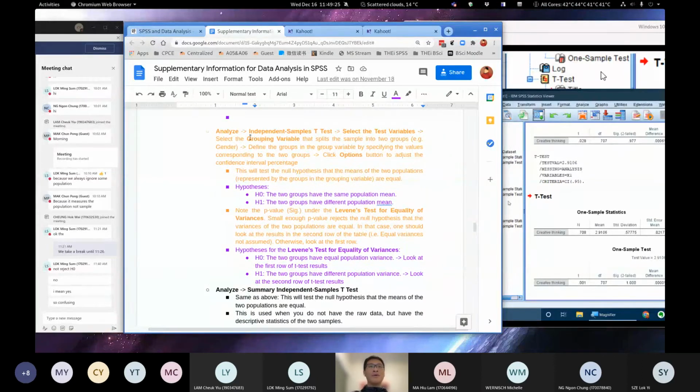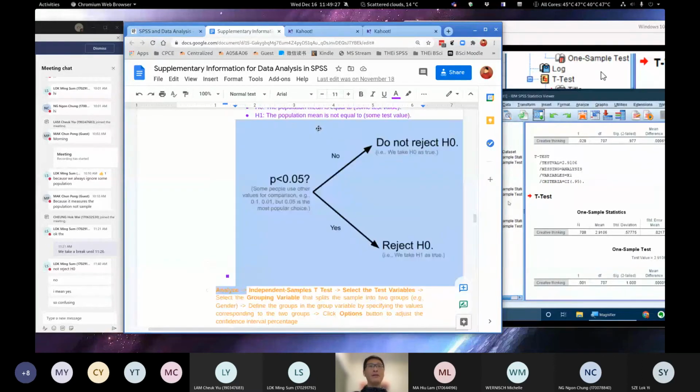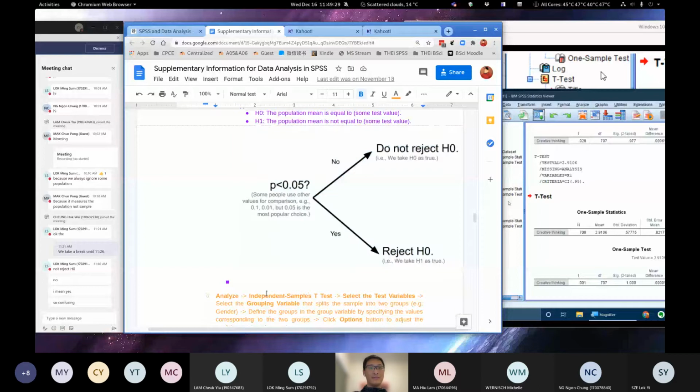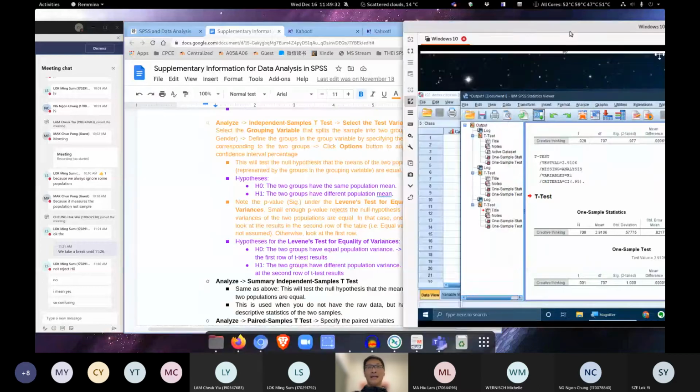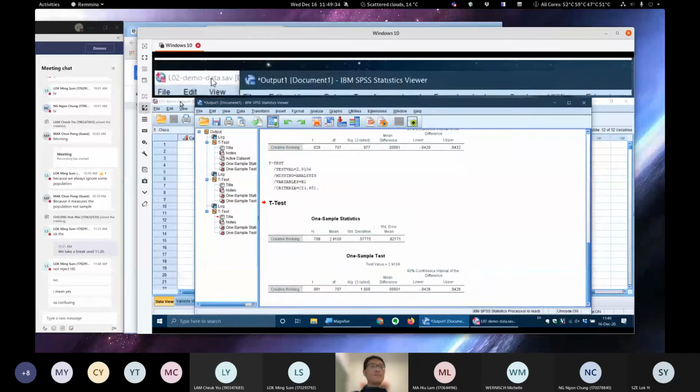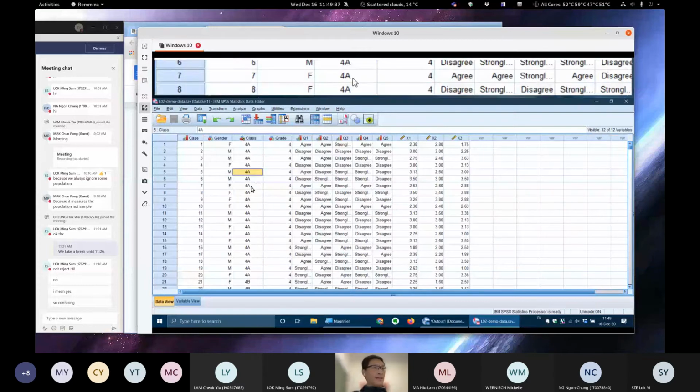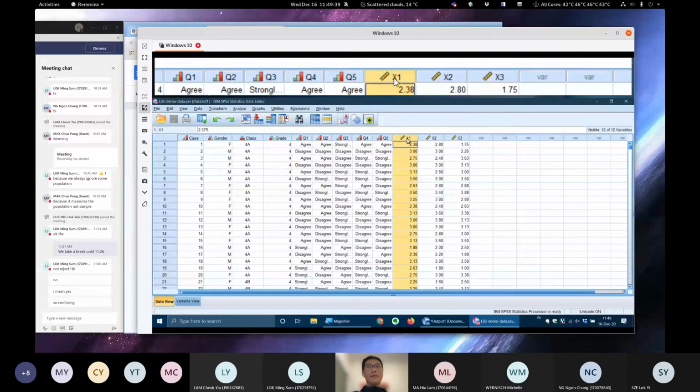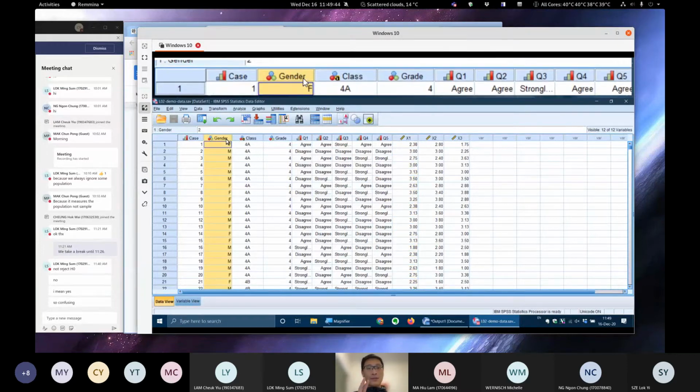Now we do something more interesting. We do the independent samples t-test. Now look at our data again. In our data here, we have X1, but we also have two types of students. We have female students and we have male students. So of course, you can ask if the mean score is equal to some number. That is one way to ask the question.